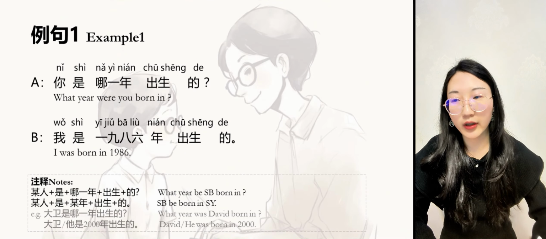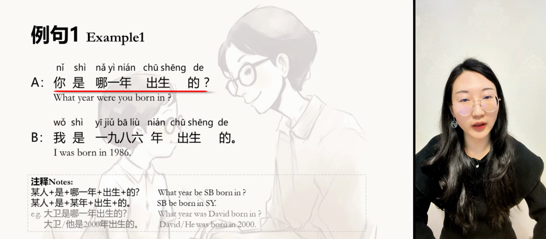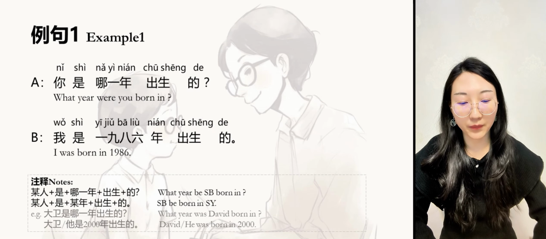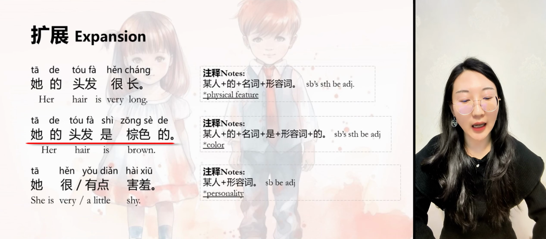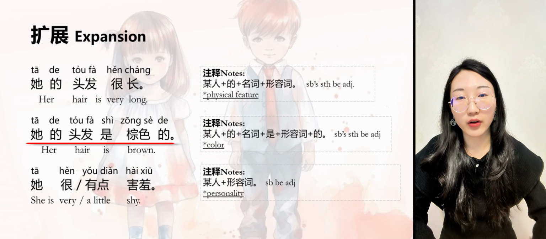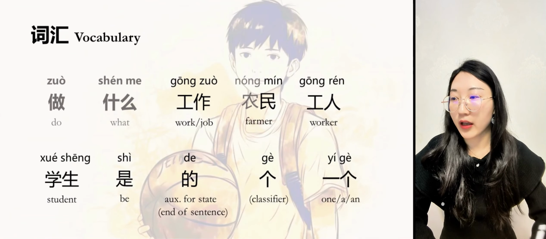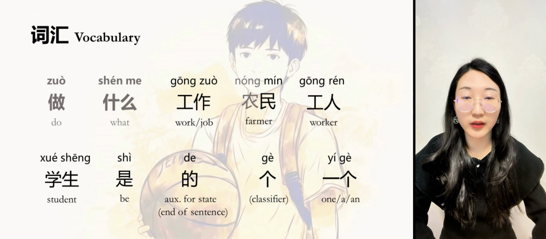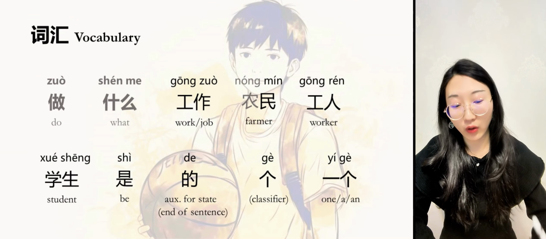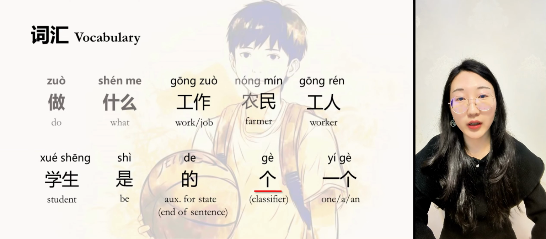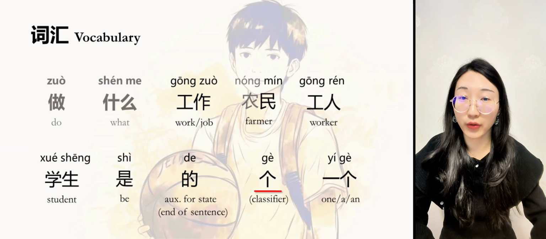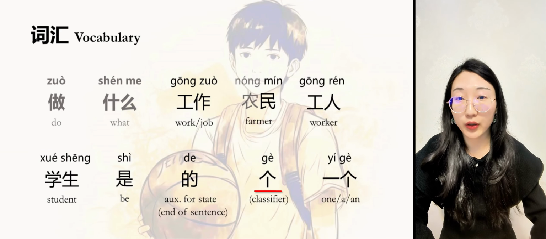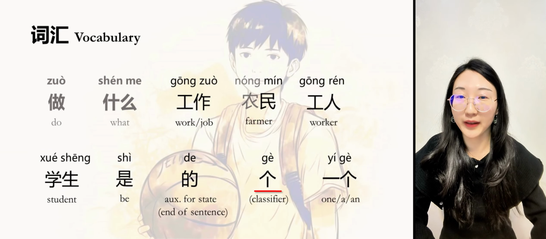So for example, we learned 你是哪一年出生的, what year were you born in? And we also learned 她的头发是棕色的, her hair is brown. As for other words, their meanings are pretty simple, so we're going to learn how to use them in sentences directly later, except for only one, 个, which is a simple character to write, only 3 strokes, but a very tricky grammar, so I'd like you to pay attention now.